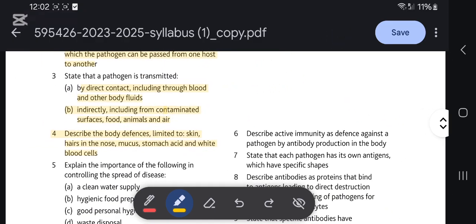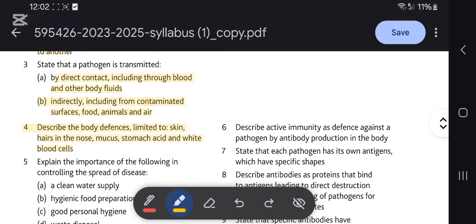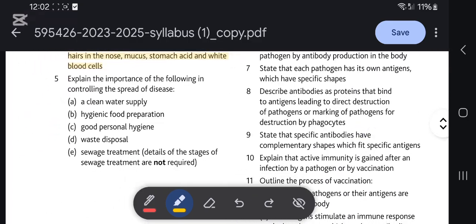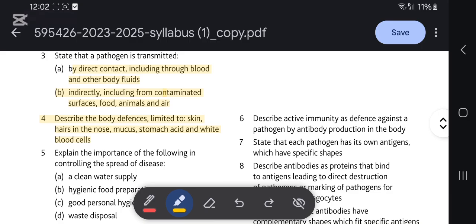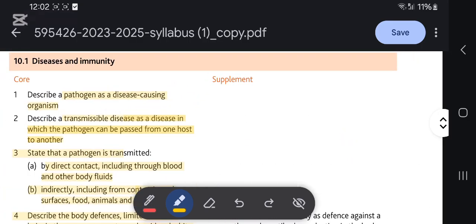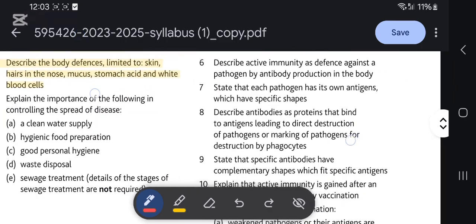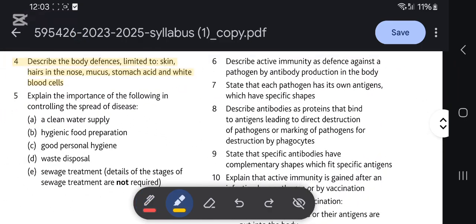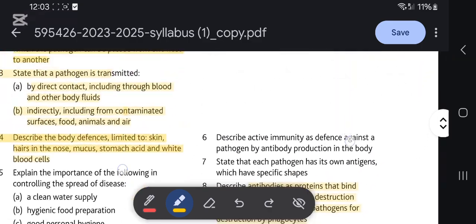Okay, so as I told you, when a pathogen enters the body, the white blood cells will identify it as a foreigner, and it is going to make something that is called antibodies. We discussed it before, but I did not tell you what antibodies are. Let's have a look at the definition. They are proteins that bind to the antigens for direct destruction of the pathogen or marking of the pathogen for destruction by phagocytes. The antigens are basically present on the pathogen.